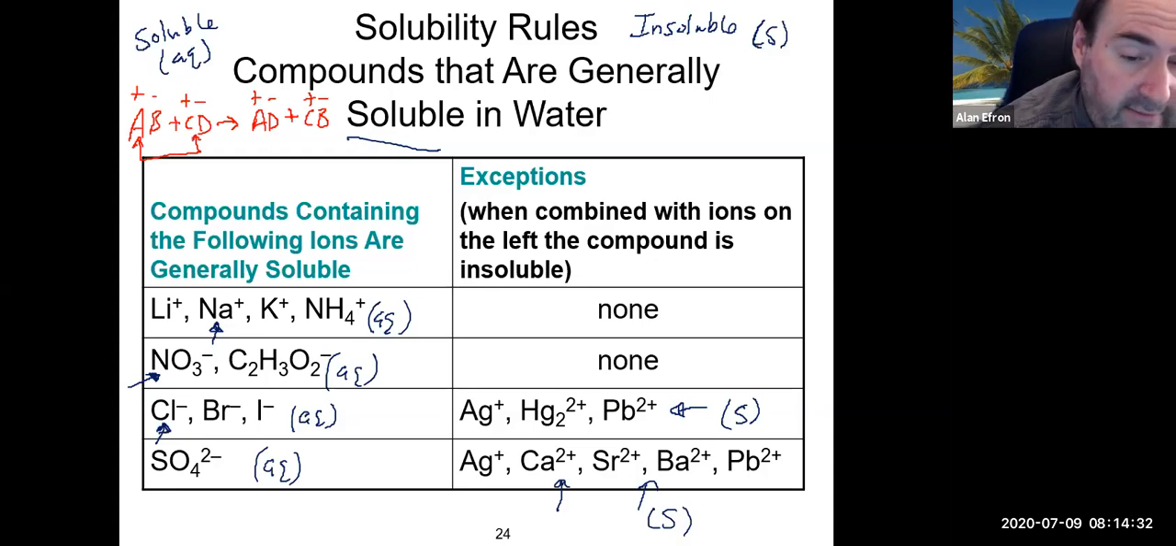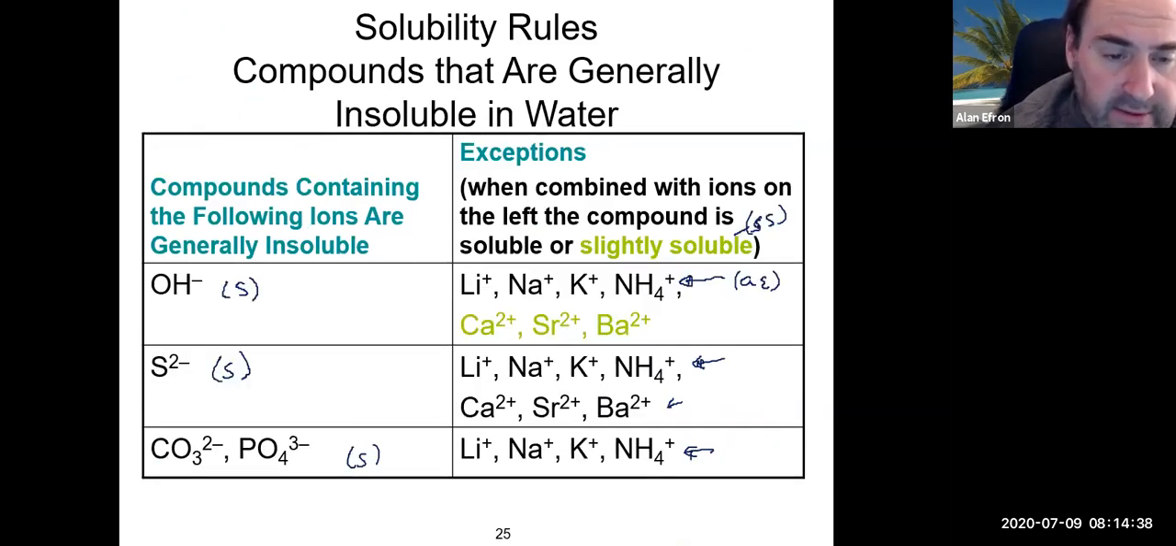Sulfate is also soluble in everything except for some exceptions there: barium, calcium, and so forth. And then we saw these, which are ones that are typically insoluble. These are typically the ones that would have the solid symbol, except if they have an exception, which is in the right-hand column there.